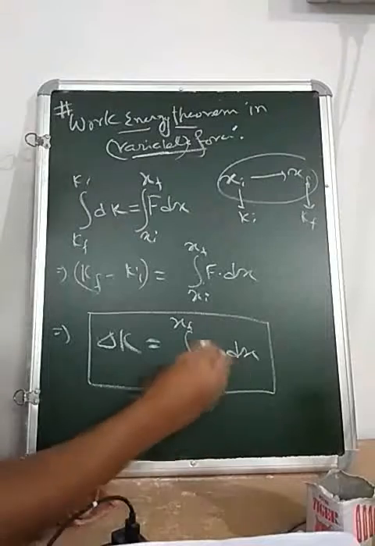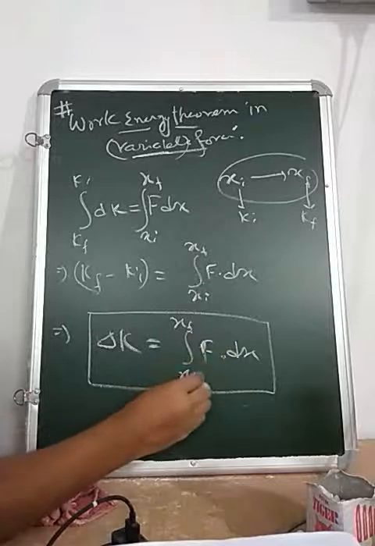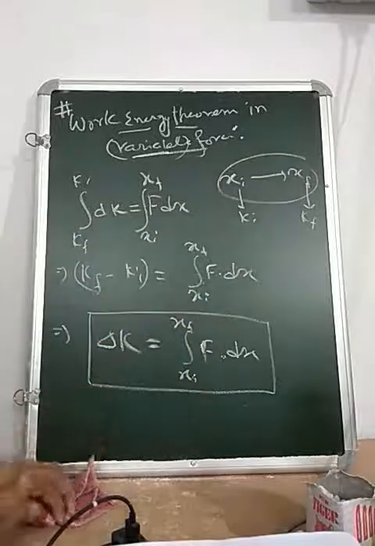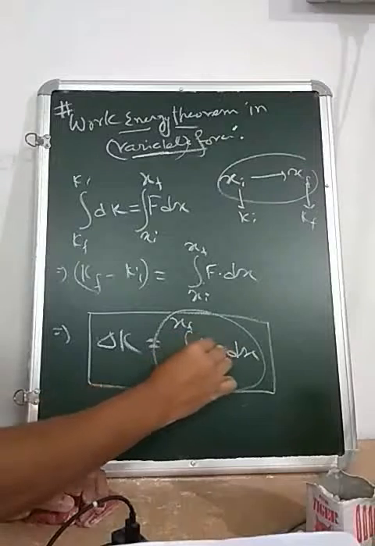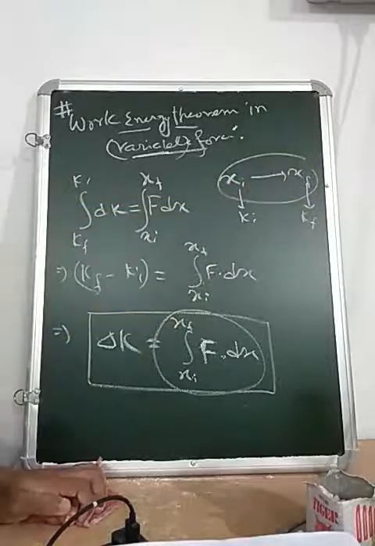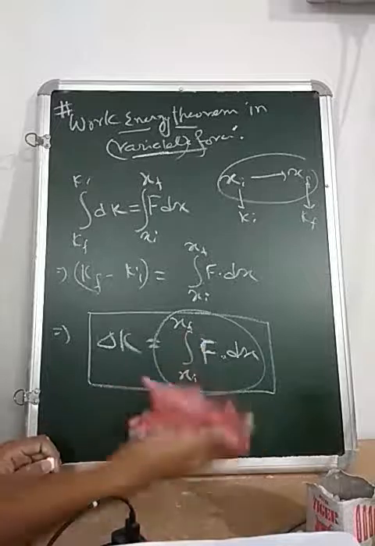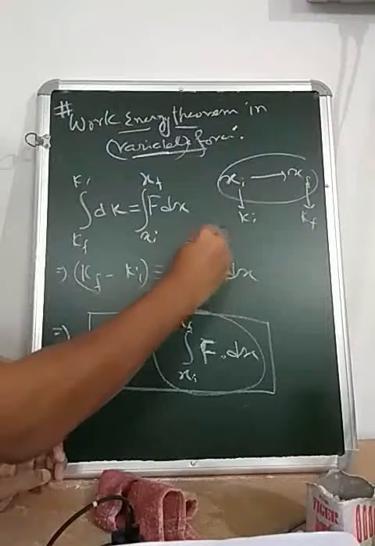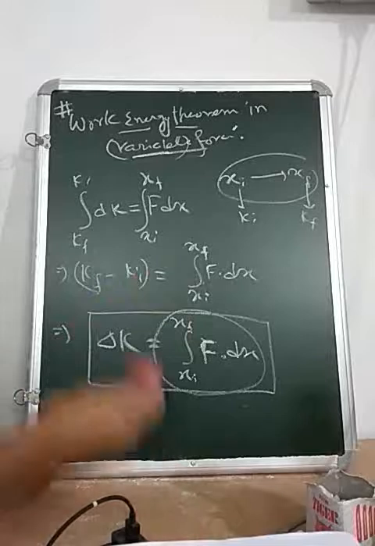This is the work done by the force F during the displacement from xi to xf position. This represents the work done by this variable force F during the displacement from xi to xf position. This is how we derive the work energy theorem, that the change in kinetic energy is equal to the work done during a certain displacement.